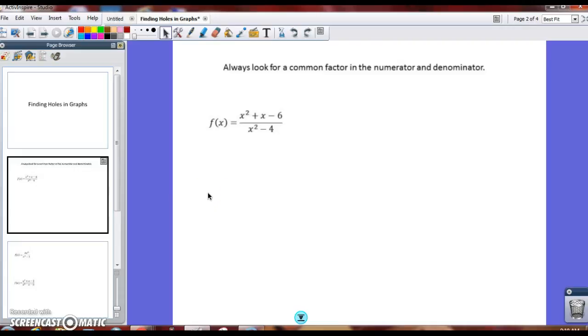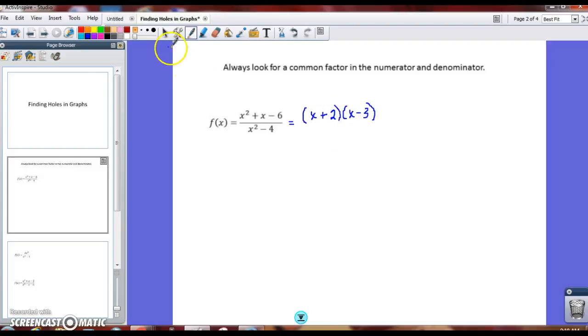So what you want to do is you want to always look for a common factor in the numerator and the denominator, which means the first thing you're ever going to do when you have a rational function is to factor it wherever you can. So if I go ahead and factor this, I can factor the numerator and I can factor the denominator. When I factor the numerator, I end up with x plus 2 times x minus 3.